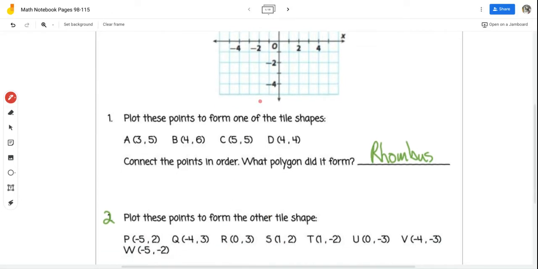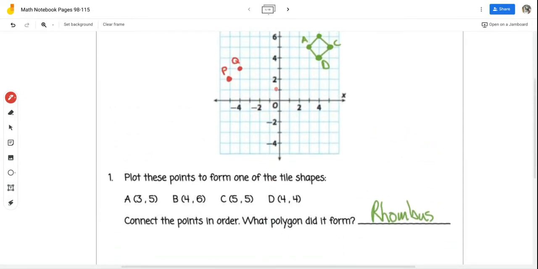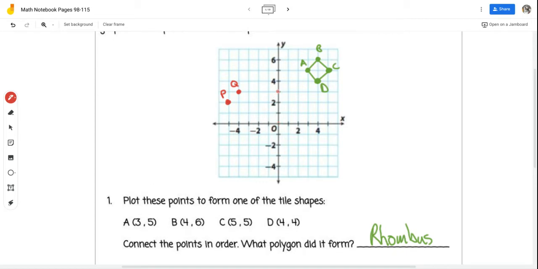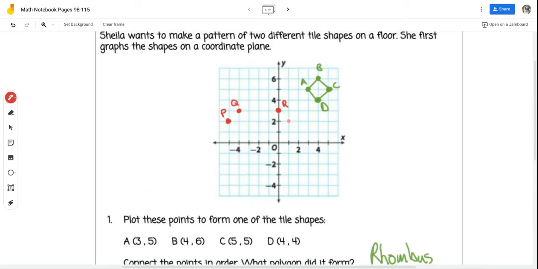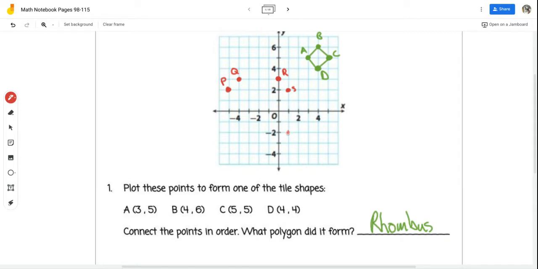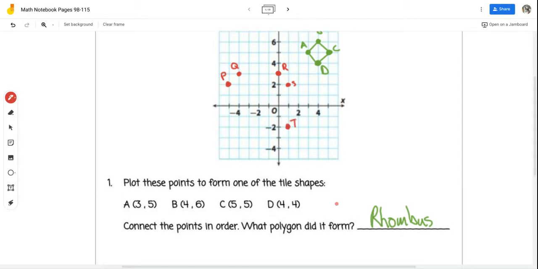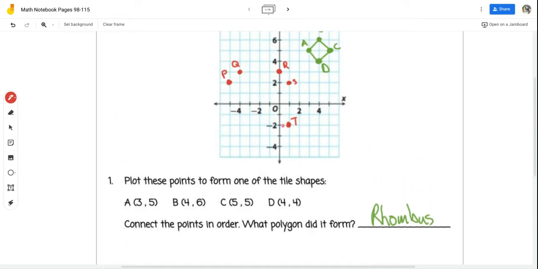All right, next is Q, negative 4, 3. So negative 4 on the x-axis, 3 on the y. There's Q. R is 0 on the x-axis, 3 on the y. There is R. S is 1 on the x-axis, 2 on the y. There's S. T is 1, negative 2, so 1, and then down to negative 2 is T. U is 0 and negative 3, so 0 on the x-axis, down to negative 3 on the y. This is U.